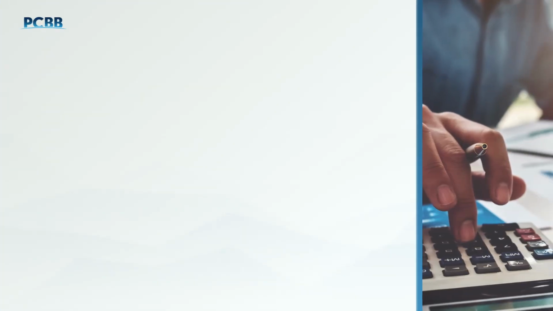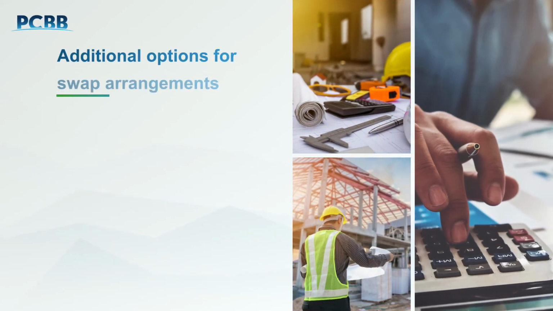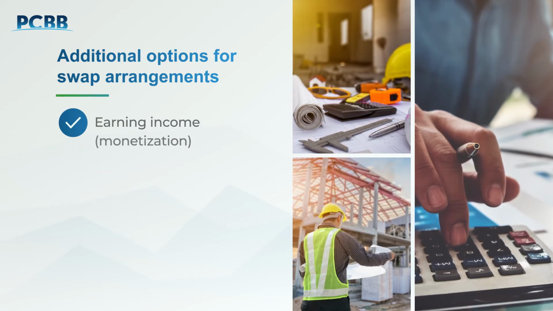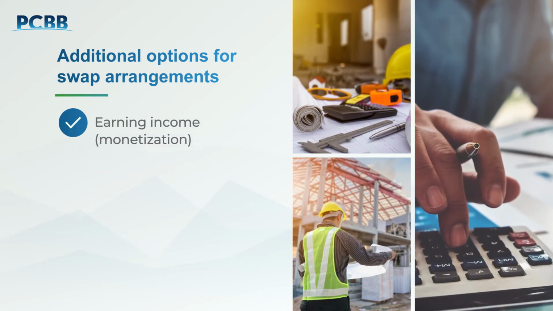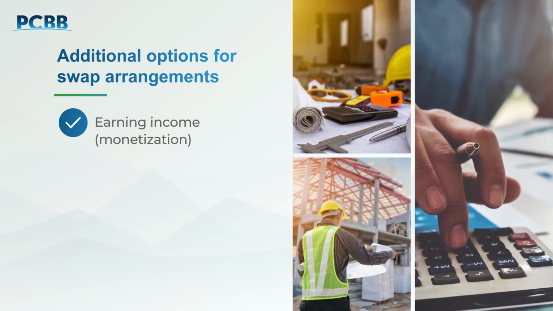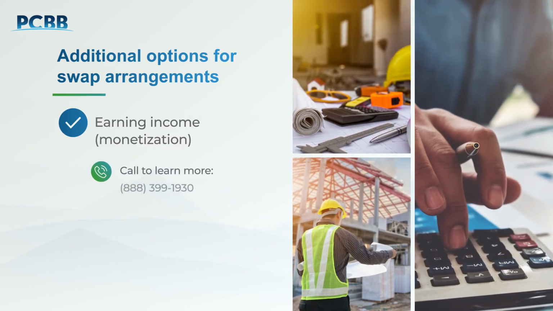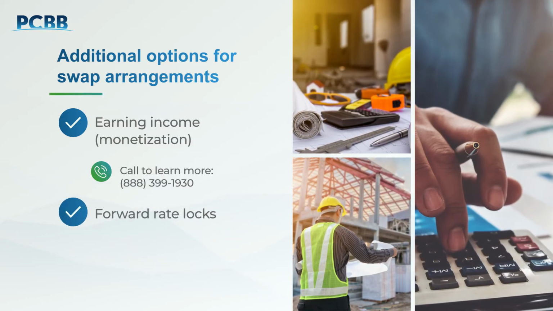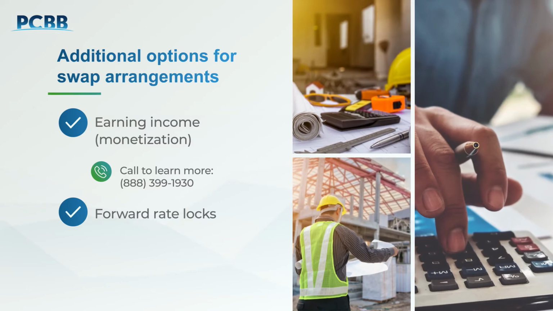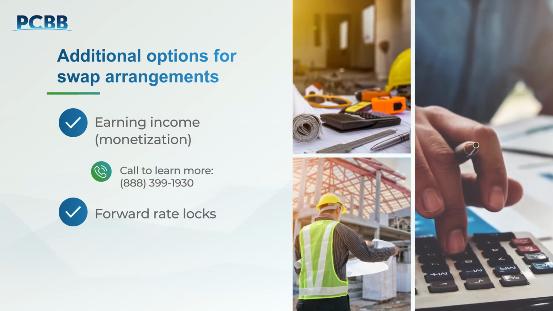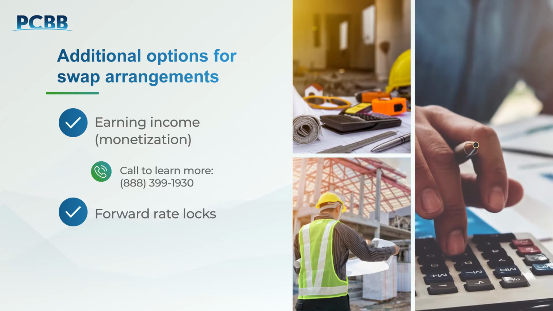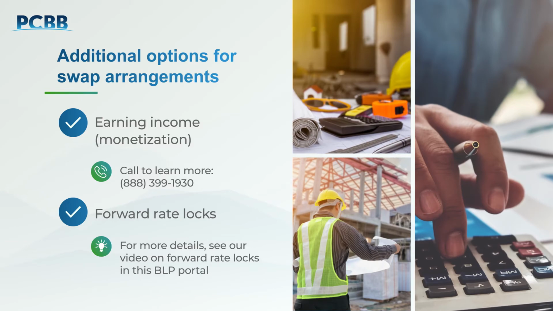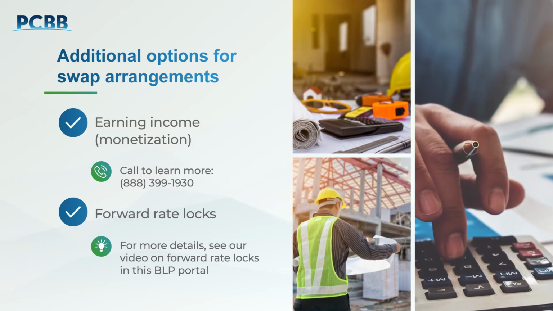So far, we've discussed a standard swap arrangement, but you can also build in some interesting options. For instance, a monetization or hedge fee option allows your institution to earn additional fee income through BLP. Contact our team if you're interested in this option. We also offer forward rate locks for situations when your borrower wants to lock in the rate now for a future loan, for example, in the case of permanent financing of a construction loan. For more details, see our video on forward swap rate locks in this BLP portal.